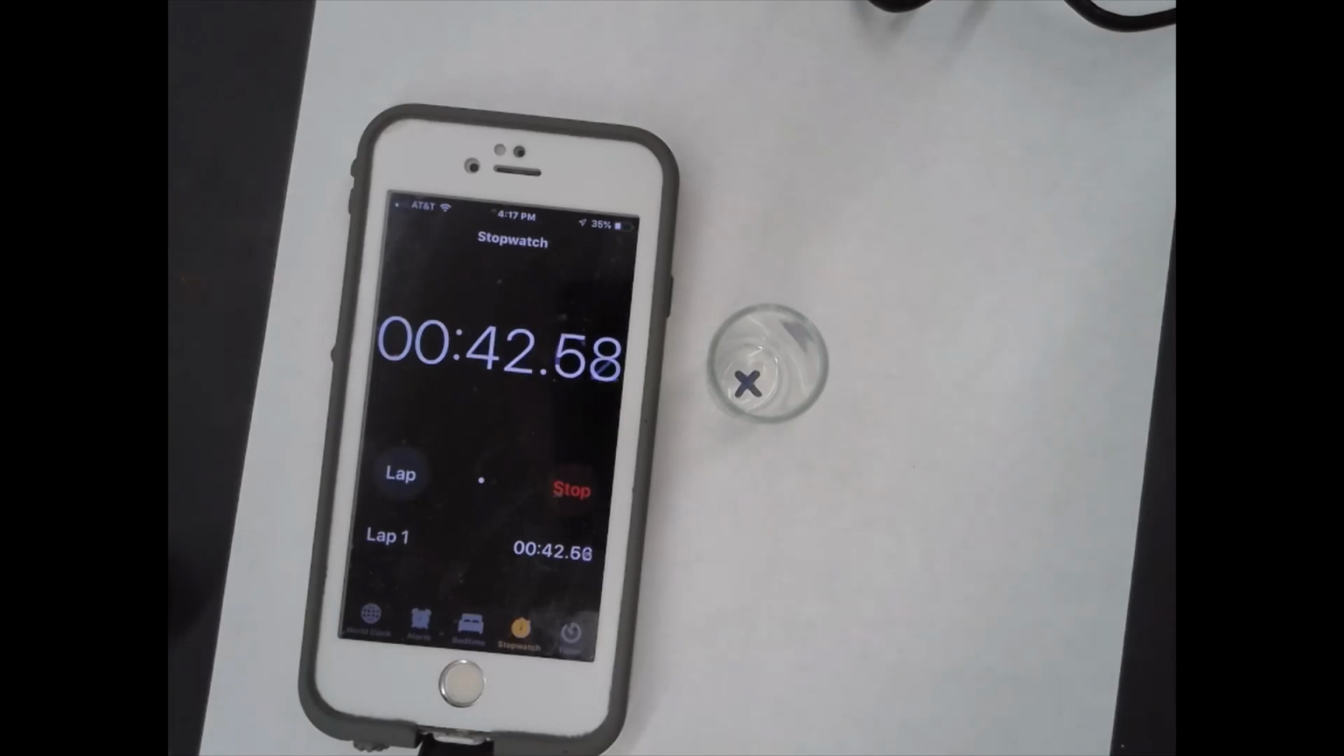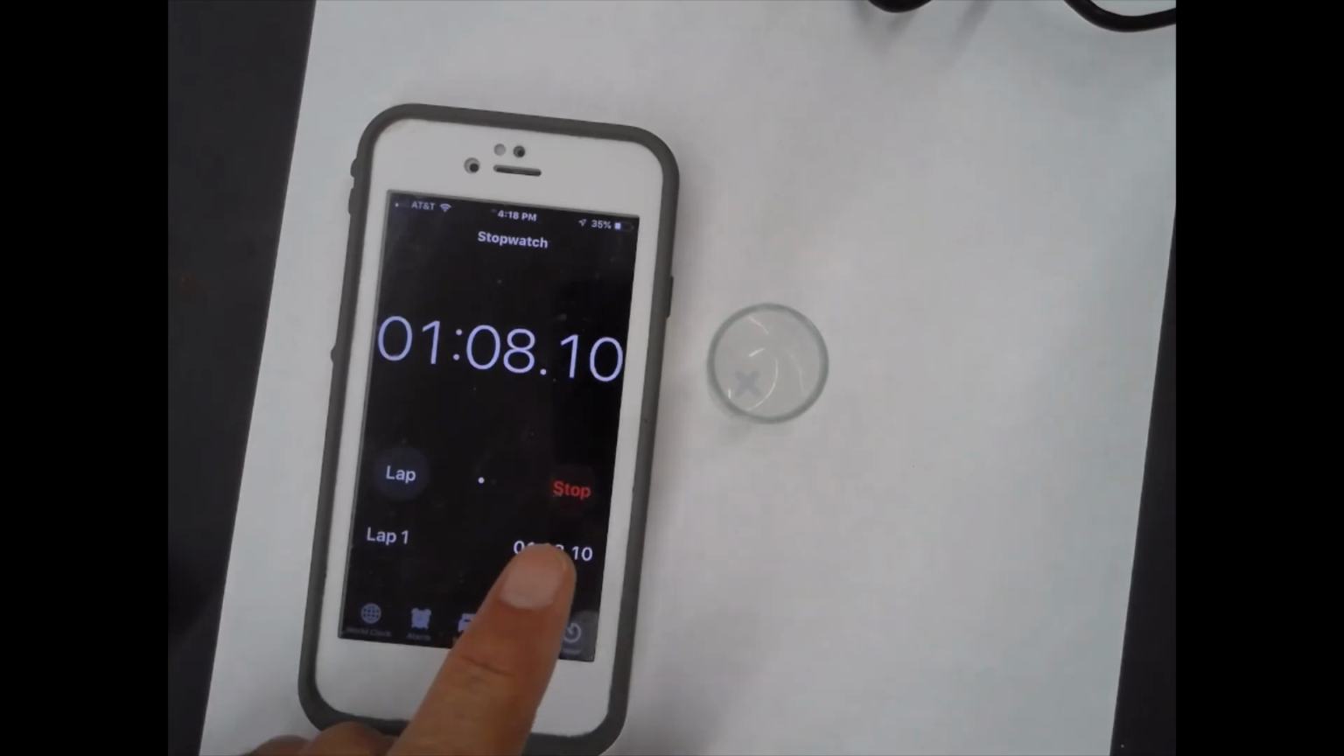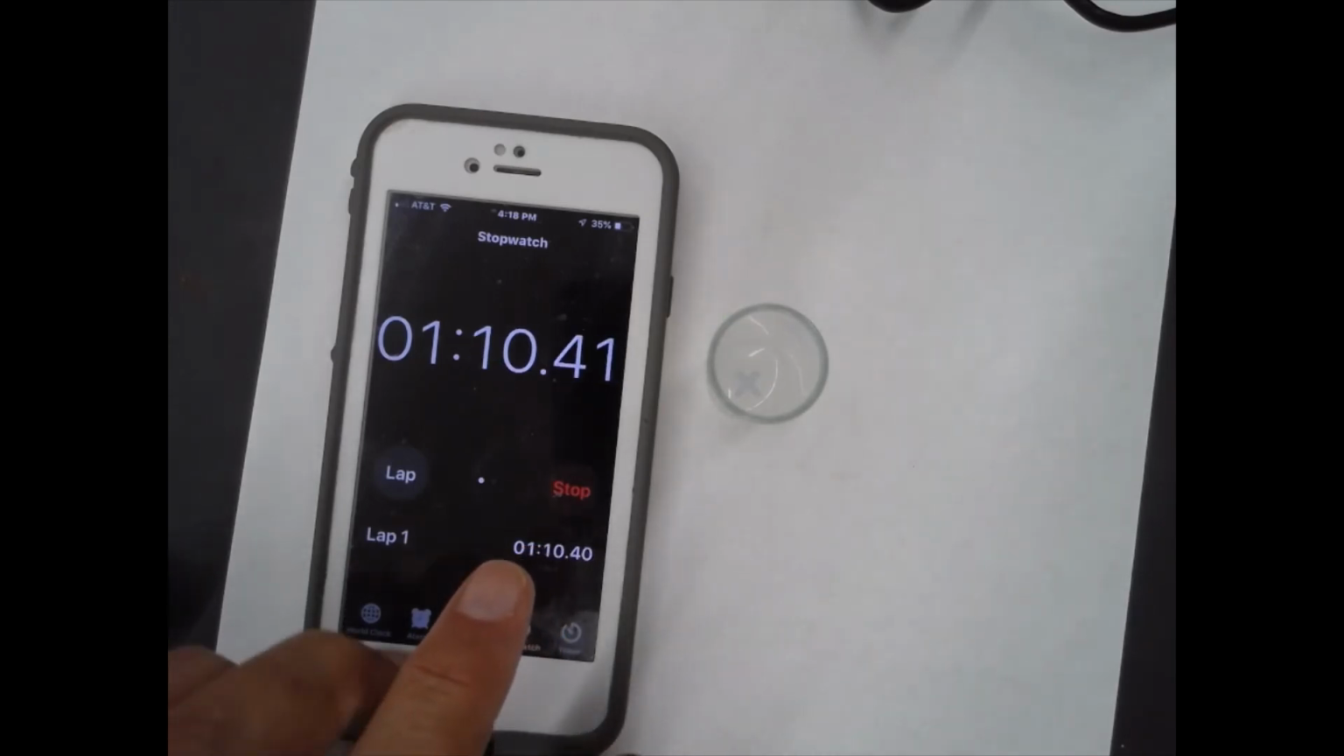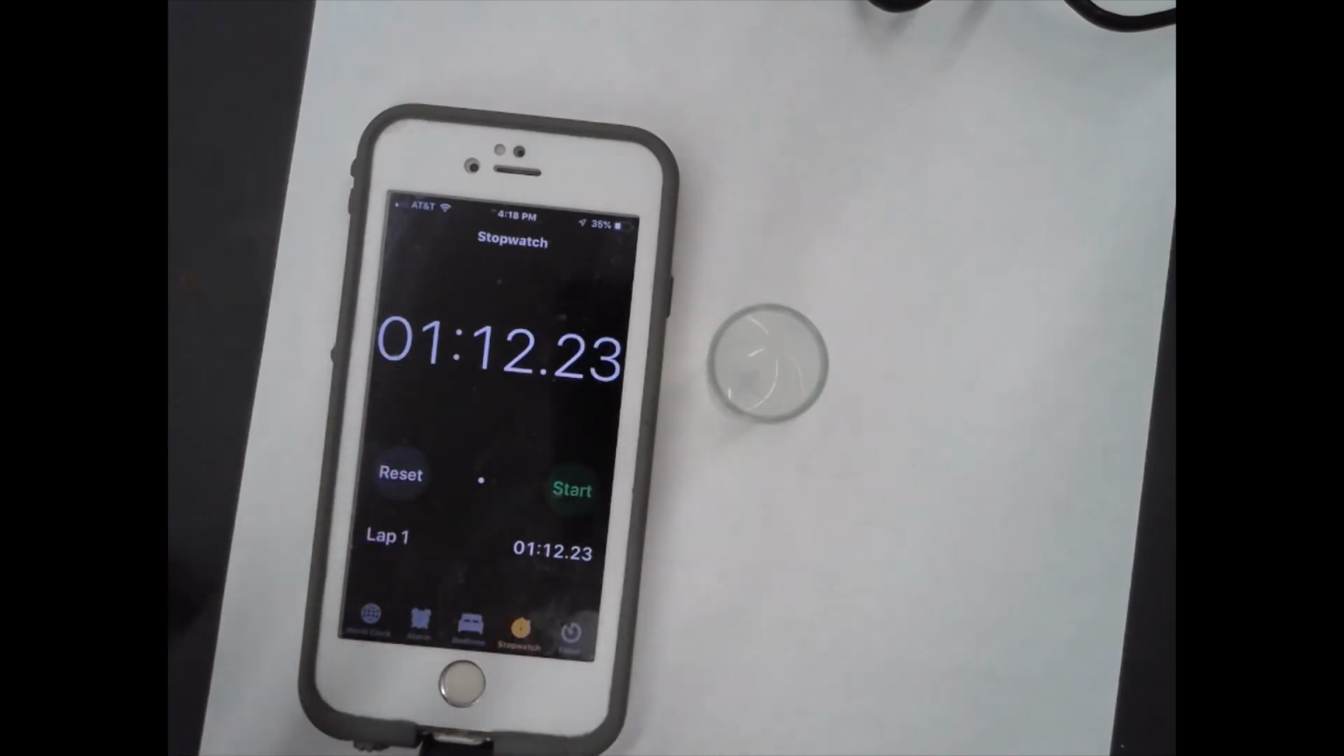You can see it is having an effect on the rate. Changing the concentration of sodium thiosulfate seems to be slowing the reaction down. It's taking longer to make the same amount of sulfur. We're now at 55 seconds. Again, we stop the timer when we can no longer see the X through the solution. And now, 1 minute, 12.23 seconds.